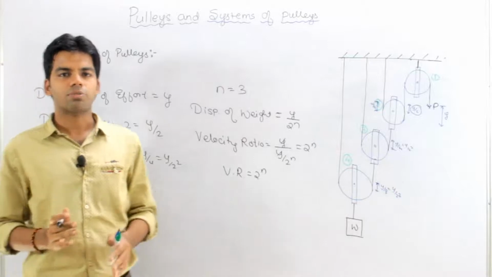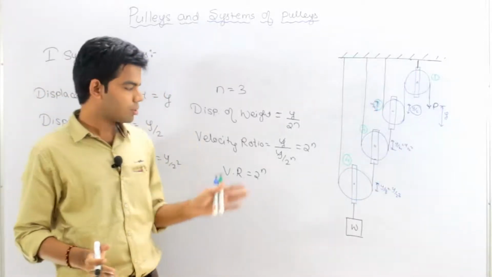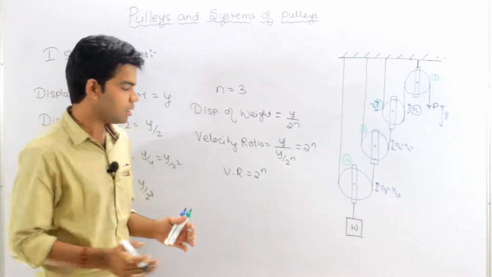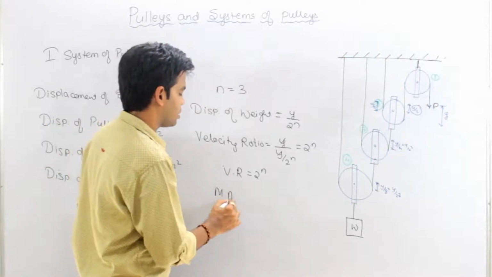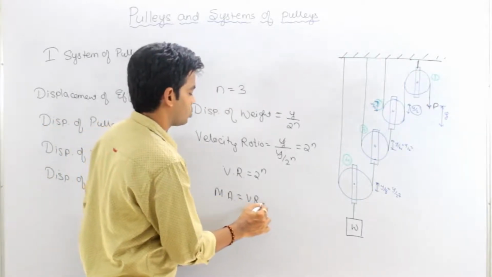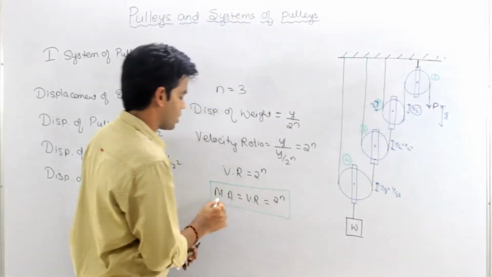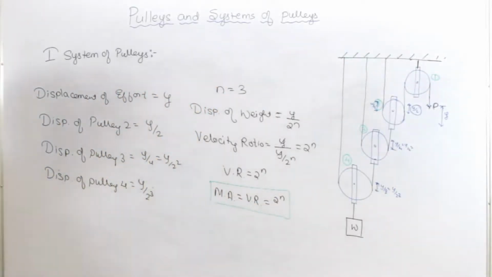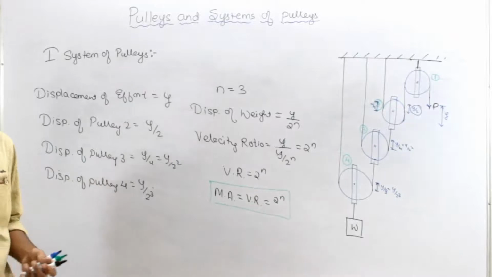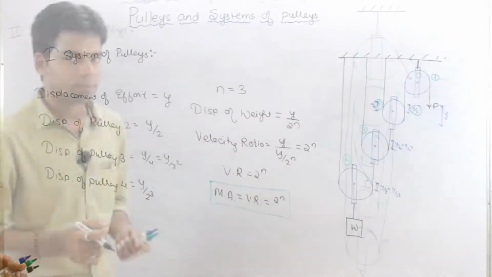And as we are assuming that the pulleys are frictionless, efficiency will be equal to 100%. Therefore, mechanical advantage is also equal to velocity ratio, which is equal to 2 raised power n for the first system of pulleys. Getting this or not? This is for an ideal pulley. Clear? Now coming to the second system of pulleys.